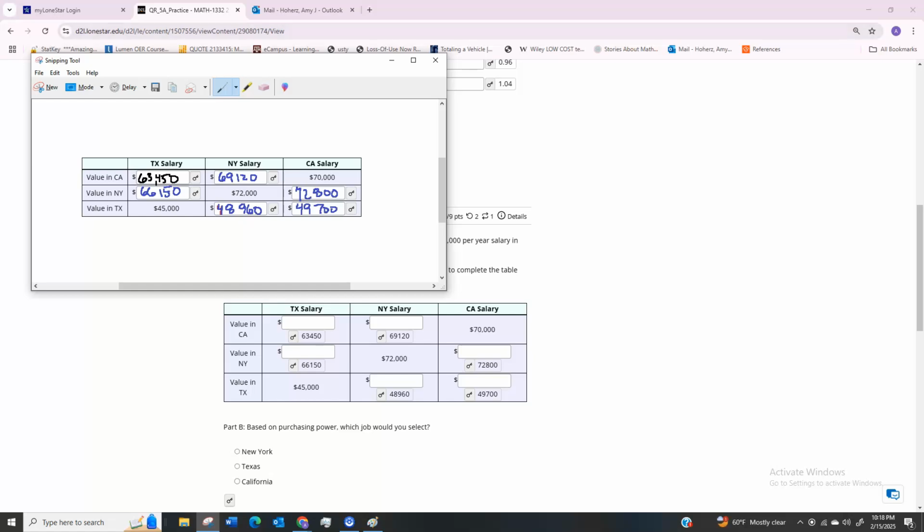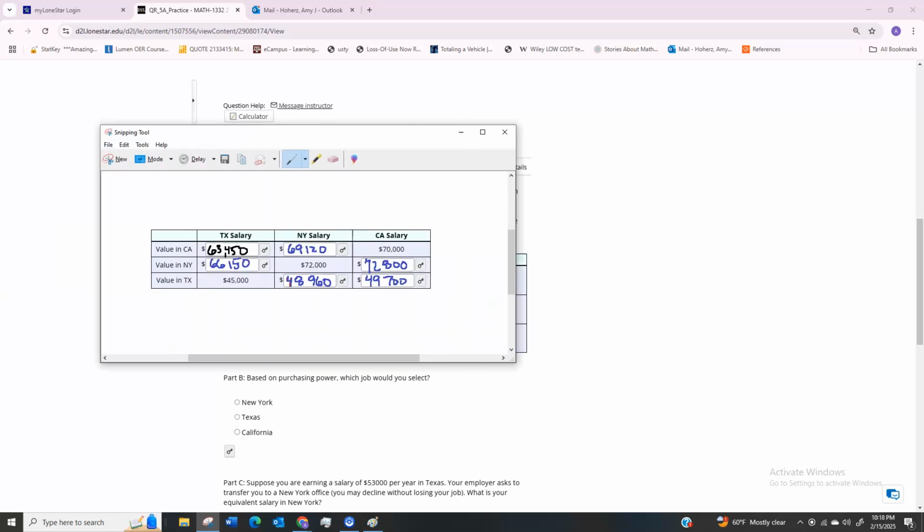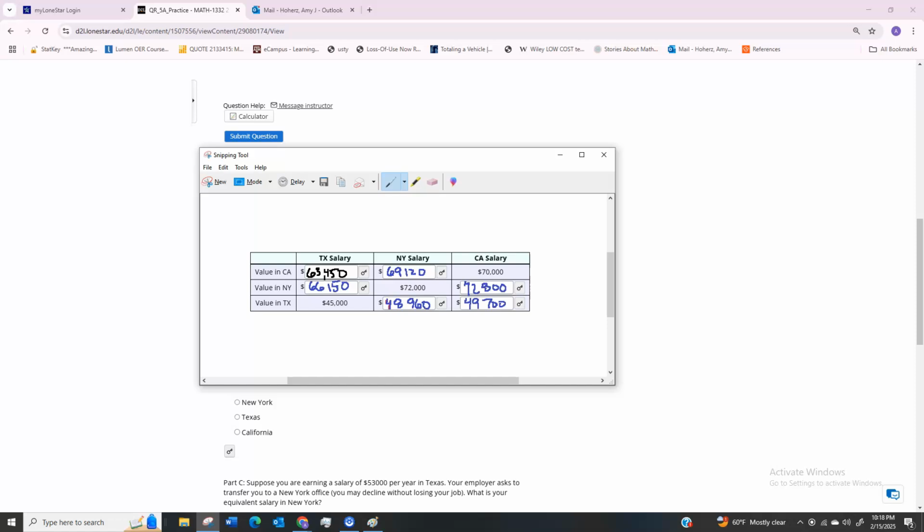So then as far as the other answers, it says based on the purchasing power, which job would you select? Well, we're looking for that job. I'm going to pull this back because I think it's easier to read. You're looking for the job where it's giving you the highest benefit, like across the board. So in this case, you can really look at any of the states. So this job in California is only valued at California cost of living at $63,450. This job's valued at $69,120, and this job's at $70,000.